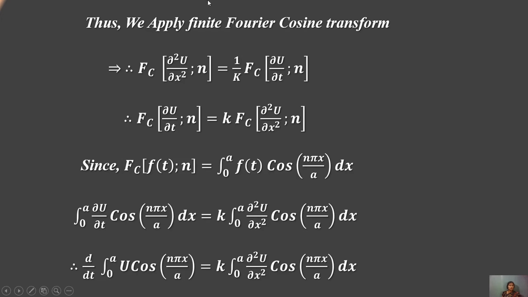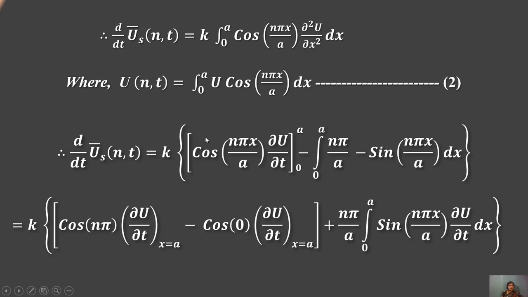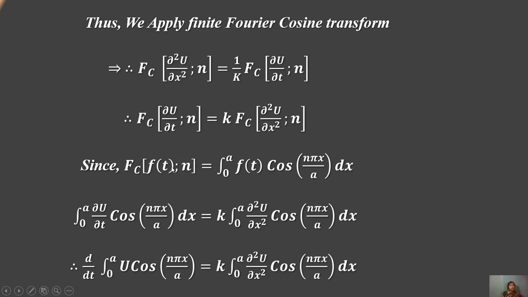The same value will be applied to the Fourier cosine form of this formula. The same formula: f of c del u upon del t n equals k times f of c del square u upon del x square n will be generated. Then since f of c f of t equals n, this k will be transferred to this form and the value is generated.